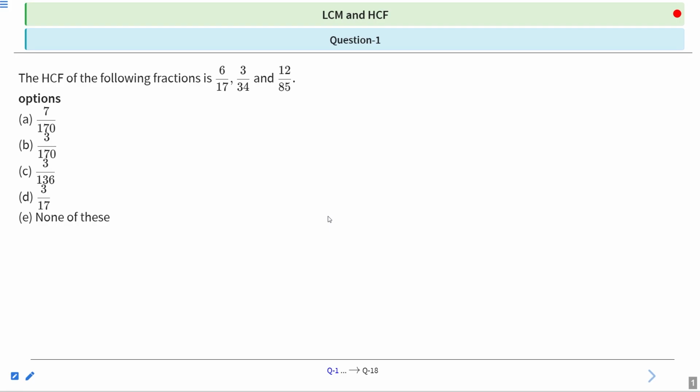Hello everyone, we are going to start LCM and HCF. Question: the HCF of the following fractions is, and the fractions are 6 upon 17, 3 upon 34 and 12 upon 85. The options are option A 7 upon 170, option B 3 upon 170, option C 3 upon 136, option D 3 upon 17 and option E none of these. I am giving you 10 seconds to find out the correct answer, and after that I will do the solution for you.